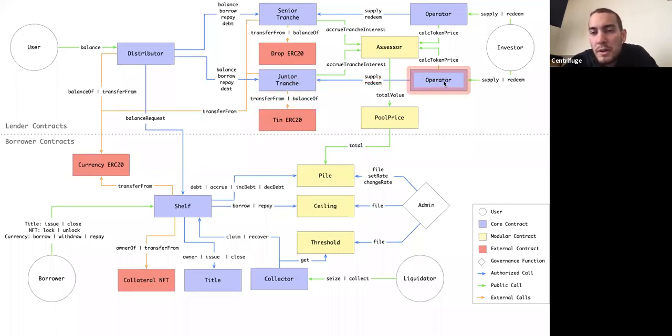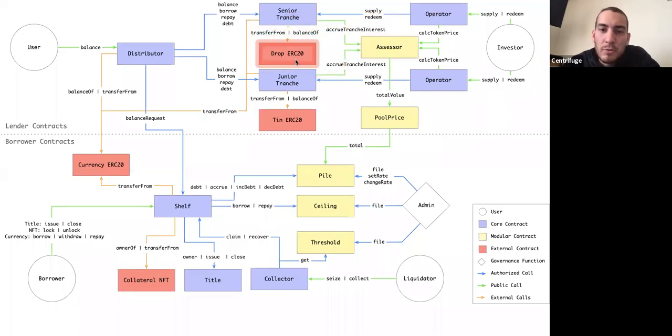So the operator allows an investor to deposit DAI in exchange for tin or in exchange for drop. Or the operator can be configured such that it takes the tin token or the drop token and deposits that into a vault and draws DAI automatically, where the investor is not a traditional user in a sense, but would be a set of smart contracts, a DeFi lending protocol.